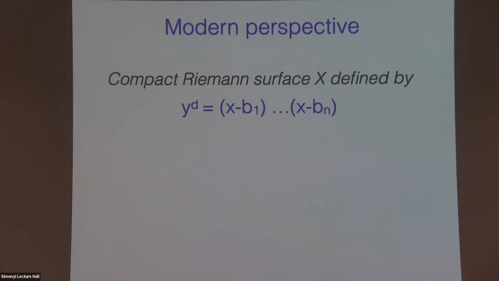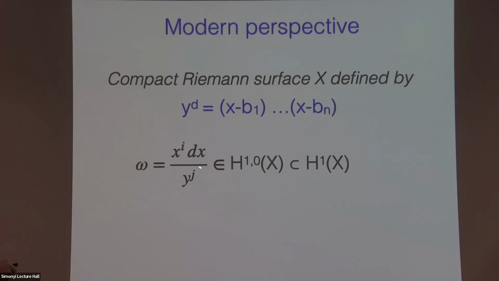Abel considers quite general integrals of what we would now say, from a modern perspective, are the integrals of one forms on a compact Riemann surface. So the modern perspective would work like this. Instead of putting in a radical, you introduce a new variable, y to the d, which can satisfy all of the possible choices for a dth root of this polynomial. This defines a compact Riemann surface. The integrand, for suitable i and j, and I'm here allowing you to raise y to a power, defines a holomorphic one form, i.e. an element of H^{1,0} of X. So it sits inside the cohomology of this compact Riemann surface.